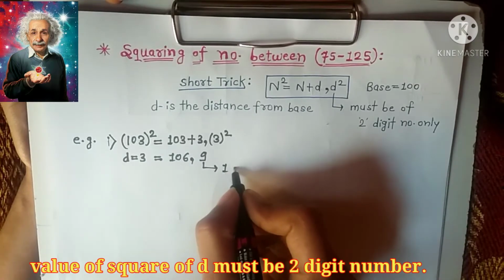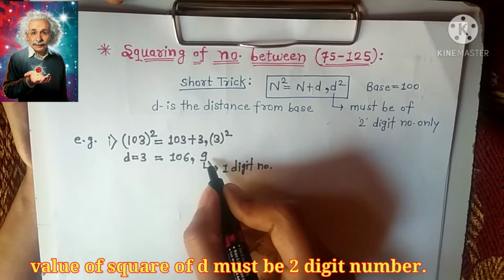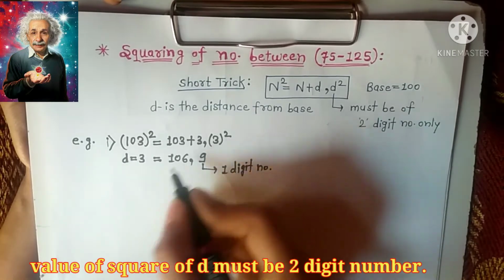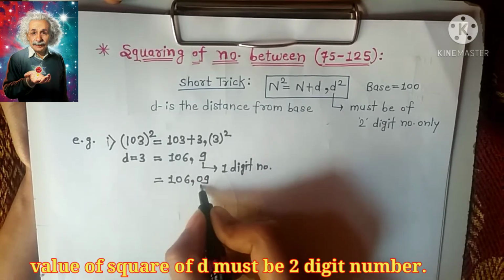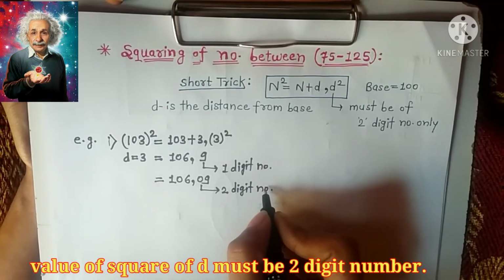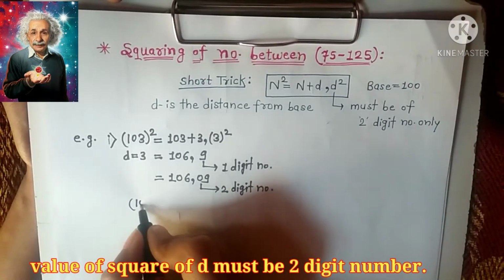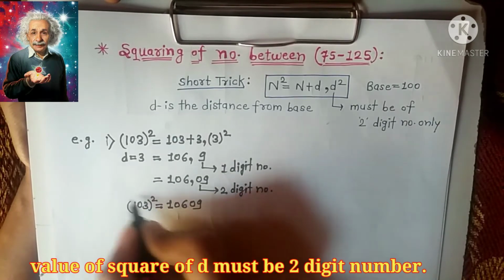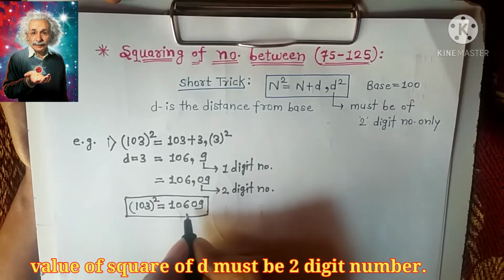But this is a 1-digit number. To make this number in 2-digit form, we write 9 as 09. So we get 106, 09 and this is a 2-digit number. So the square of 103 we get is 103 square is equal to 10609. You can check this answer on calculator, then you will get this answer.